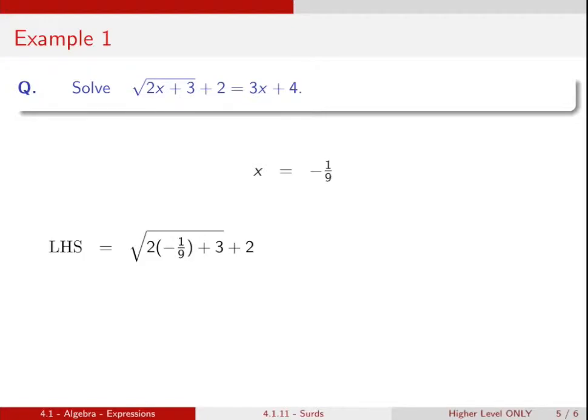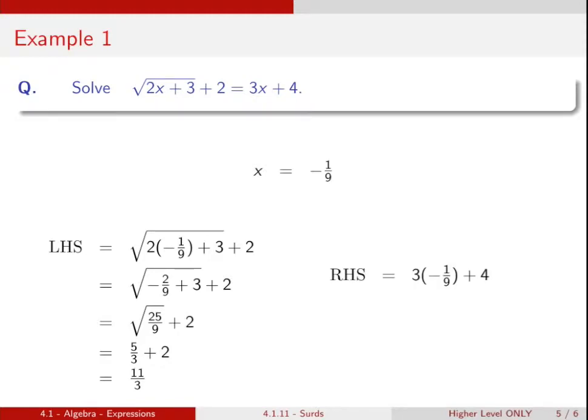The left-hand side is root of 2x plus 3 plus 2. So subbing in minus 1 over 9 for x, I get the root of minus 2 over 9 plus 3 plus 2. So that's the root of 25 over 9 plus 2. We always take the positive value in these cases, so it's 5 over 3 plus 2, which is 11 over 3. And the right-hand side, 3 times minus 1 over 9 plus 4 becomes minus 1 over 3 plus 4, which is also 11 over 3. And that's equal to the left-hand side. So x equals minus 1 over 9 is a solution.